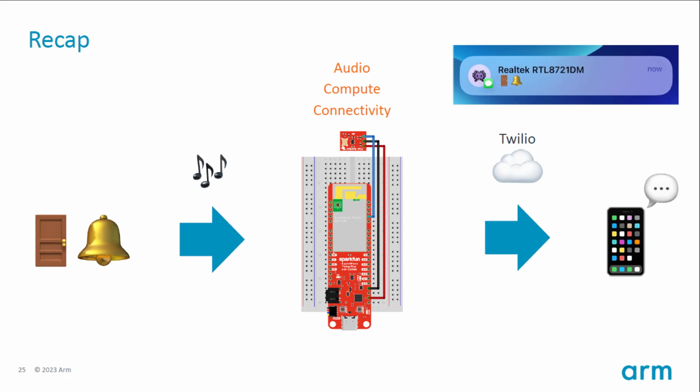Okay. And then, a recap: we used the SparkFun AzureWave ThingPlus board. We combined its audio, compute, and connectivity capabilities together to listen for doorbell sounds in David's house. And then once that was detected, we used the Twilio cloud service to send a message to his phone.